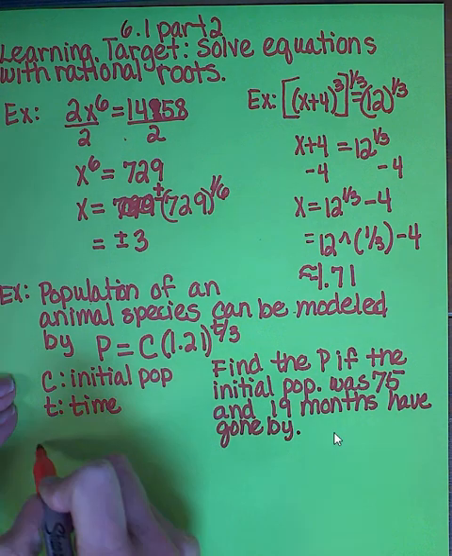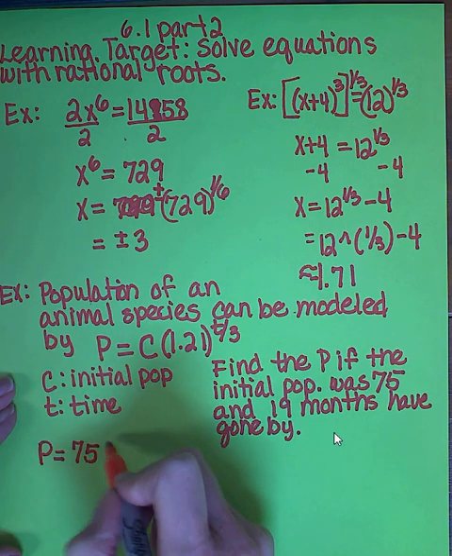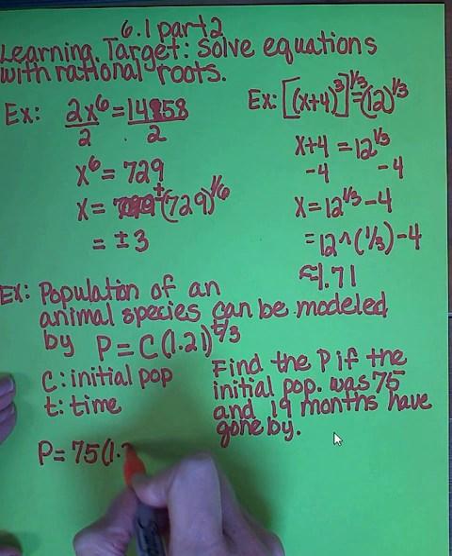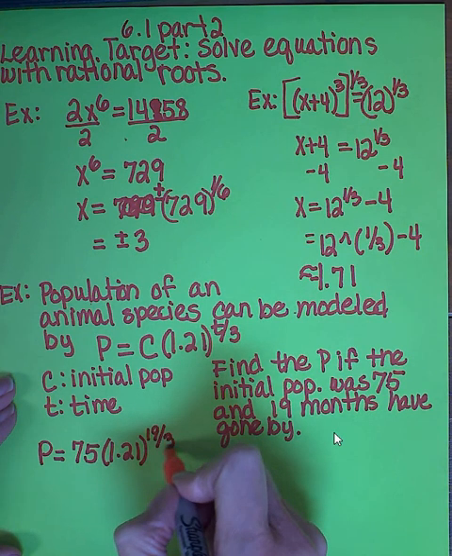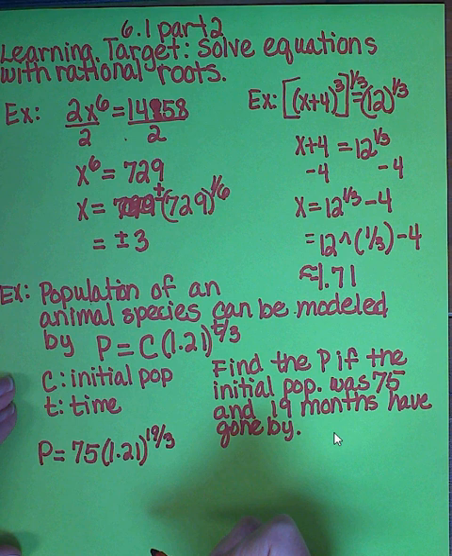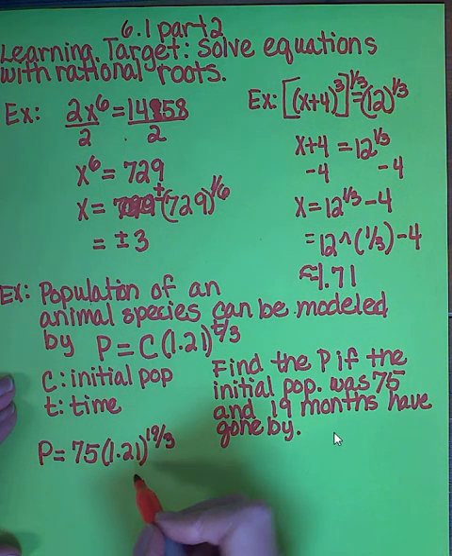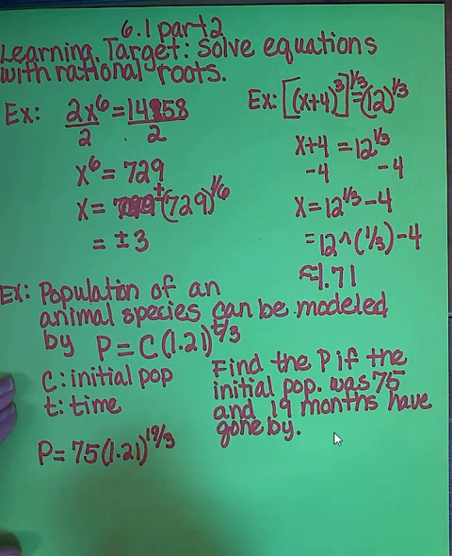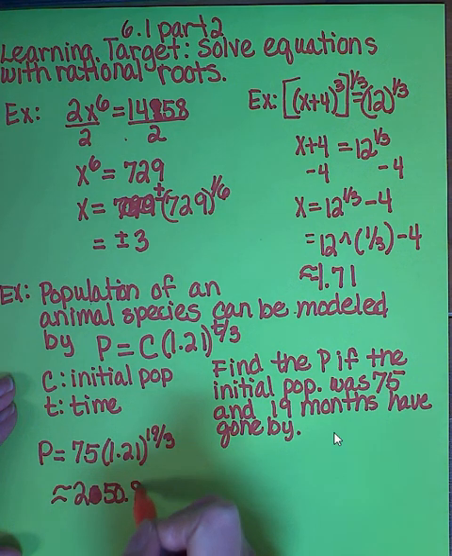So you're going to plug everything in. Our initial population of the animal was 75, and there's been 19 months, so we're going to plug that in for T, and we're just going to enter this in our calculator. Just enter it just like this with the parentheses, and then do your caret 19 divided by 3, and you should get approximately 250.8 for your answer.